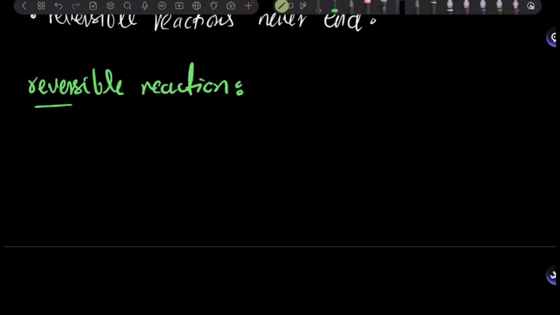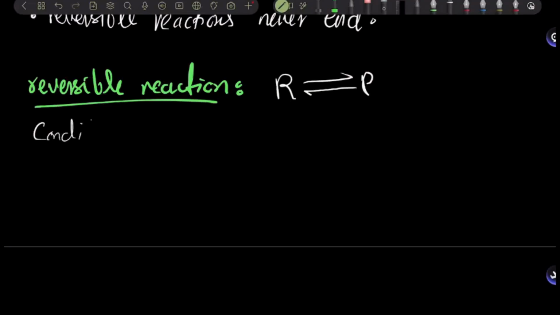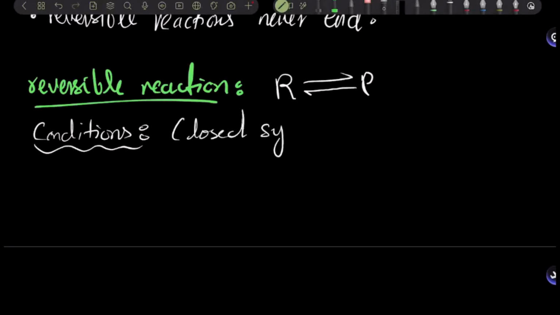So we talked about reversible reactions in which reactants initially try to form products, and when a decent amount of product is formed, the products start converting back into reactants. But there are conditions that need to be present in order for a reaction to become reversible. Remember that reversible reactions can only be established in a closed system.